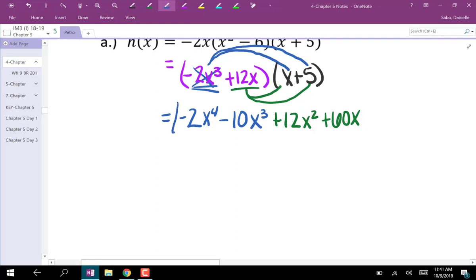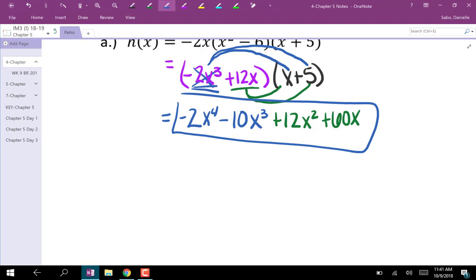I'm done, because it wants it in standard form. Sometimes you might have like terms and we'll combine them. But in this situation, we're just done.